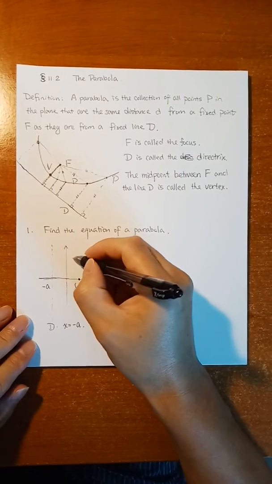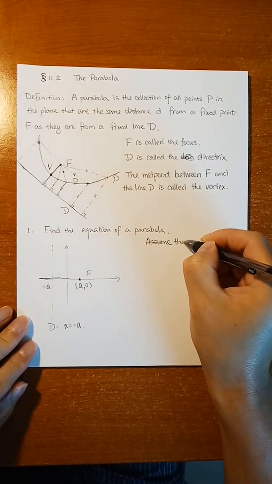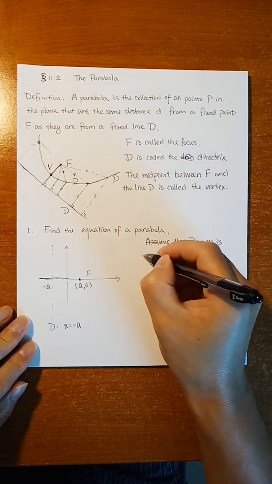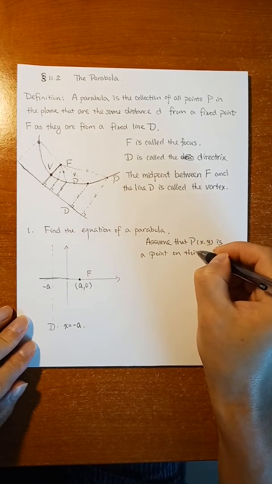Okay. So assume that P has coordinates (x, y), a point on this parabola.